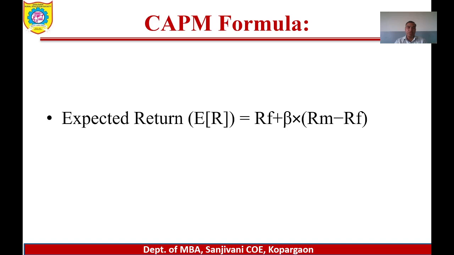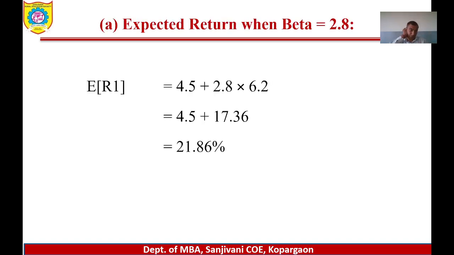Now we'll put these values in case 1. We need to calculate the expected return when the beta is 2.8. So if we put in the values, ER1, the expected return for the first case, is 4.5, the risk-free rate, plus 2.8, the beta, multiplied by the risk premium, that is 6.2. If we calculate that, very easily we'll get the answer, that is 21.86%. Now this is when the beta is 2.8.